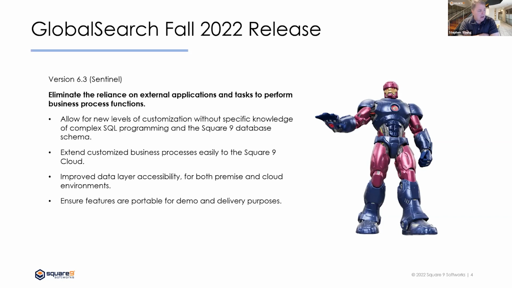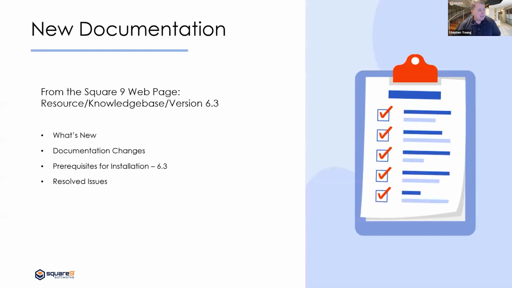To do that, we want to improve the data layer accessibility for both our on-premise and cloud products, and ensure that our features are portable for demo and delivery purposes. That's probably not something we're going to focus on too much today. That's more for our resellers and something we introduced to them last week.